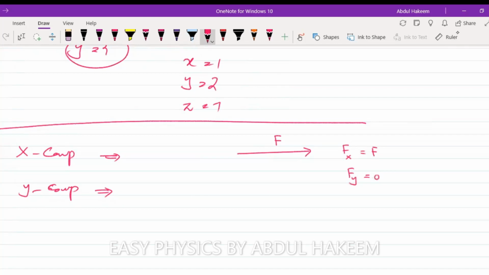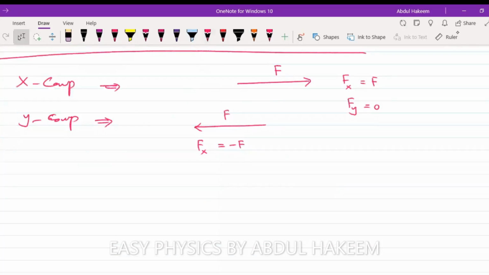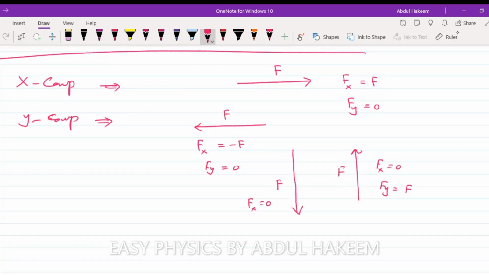If the vector is like this, its x component is negative because it is directed towards the left, and the left side of the x is negative, and its y component is 0. If this is the force vector, suppose velocity vector, its x component will be 0, but its y component will be the positive F. When the vector is directed like this, its x component is 0, but the y component is the vector itself. And now the vector is in this direction.